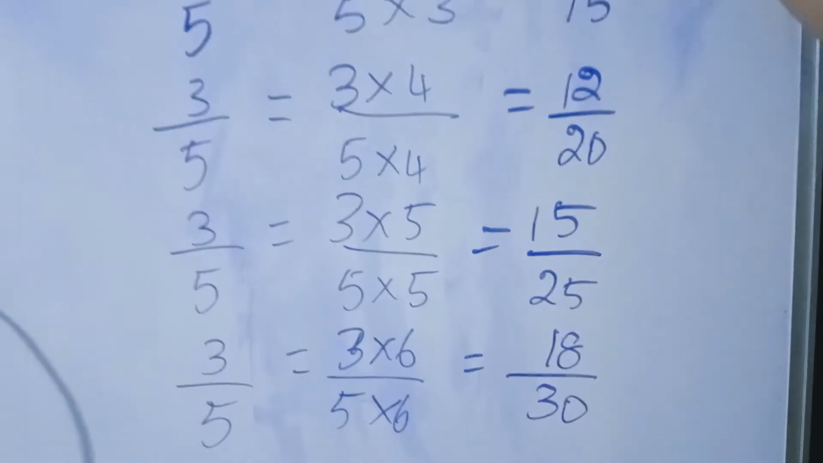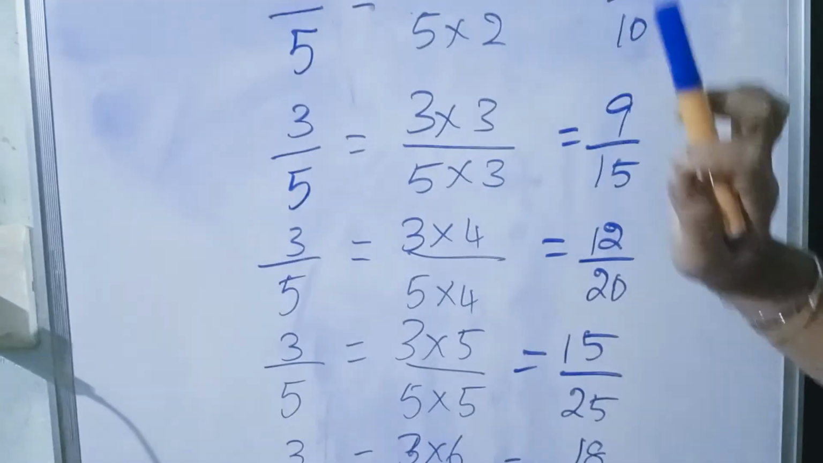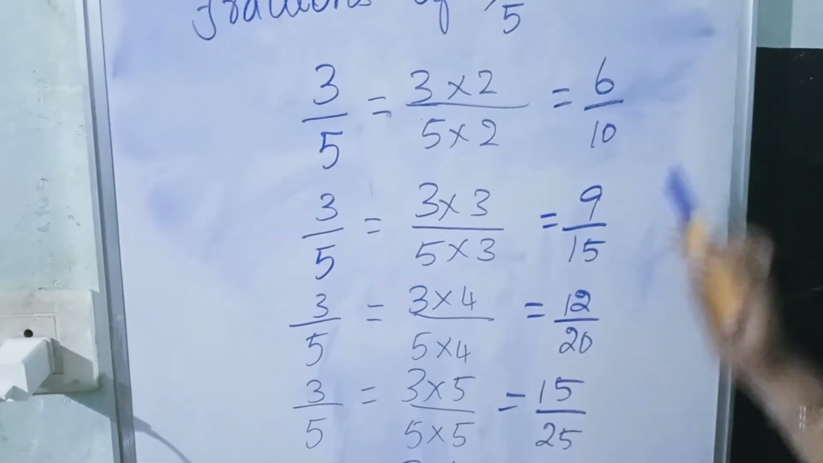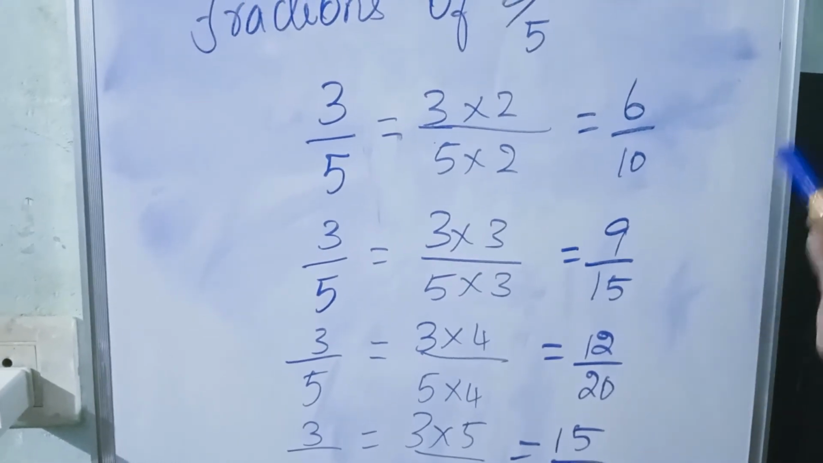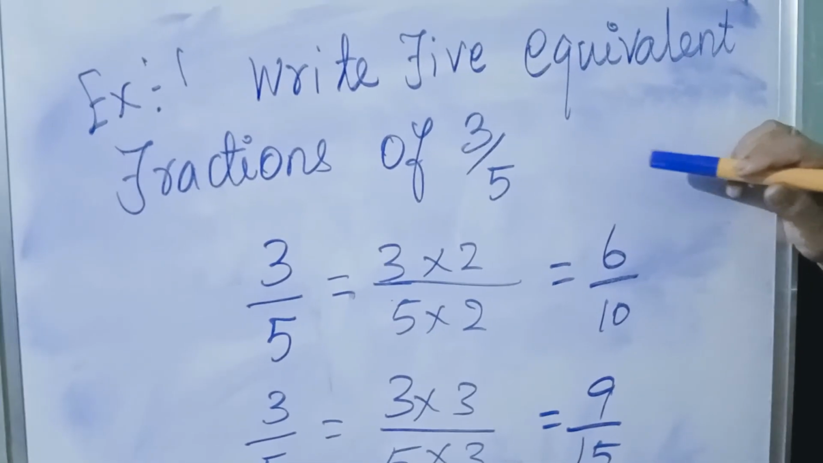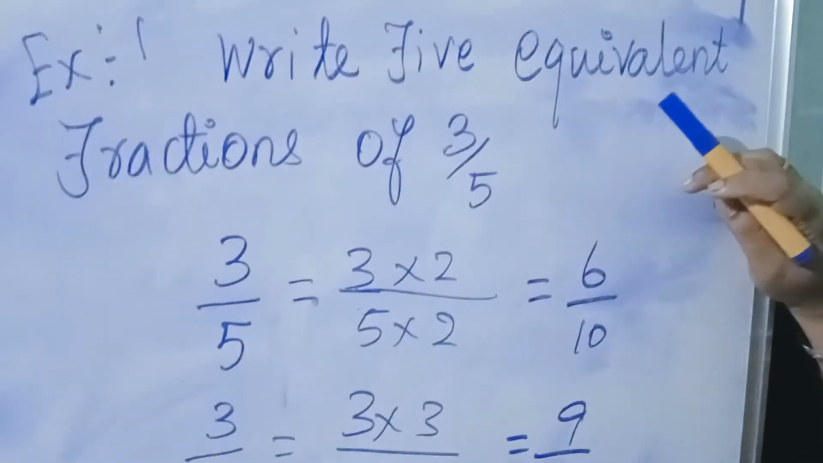Why? Because in the question they ask for 5 equivalent fractions. So 1 2 3 4 5, there are 5 equivalent fractions. Write 5 equivalent fractions of any fraction, you have to do it the same way.